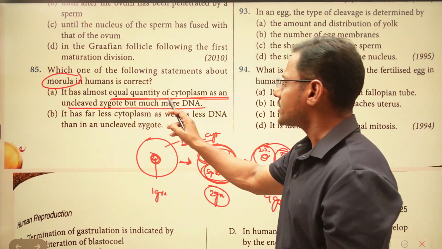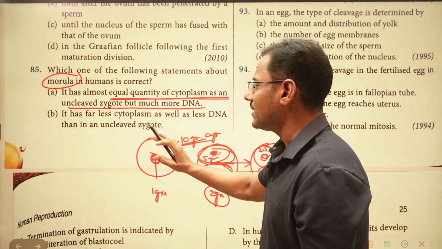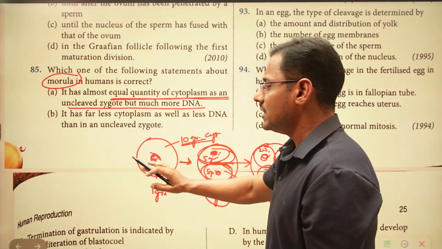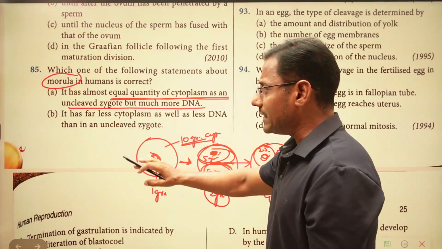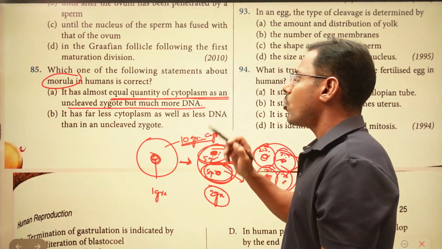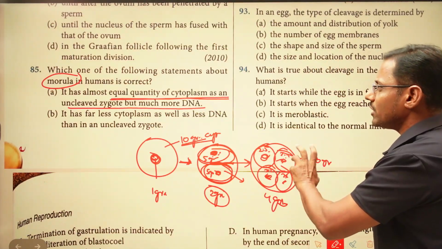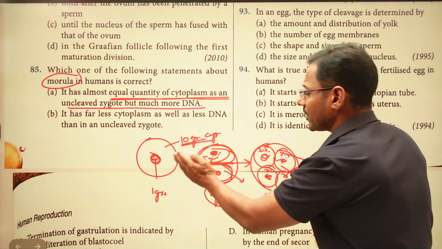It has almost equal quantity of cytoplasm as an uncleaved zygote. This is not yet cleaved, so it has not yet undergone the mitosis process, right? This is the uncleaved zygote, but much more DNA. So assume that this is a morula. It has much more DNA when comparing with the zygote, right?